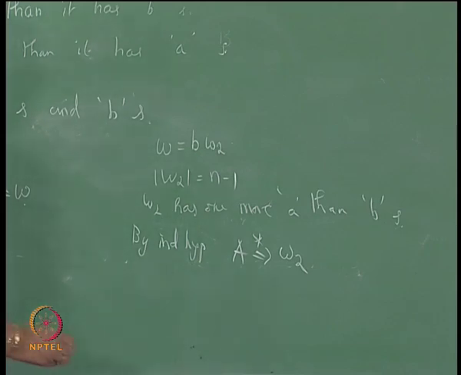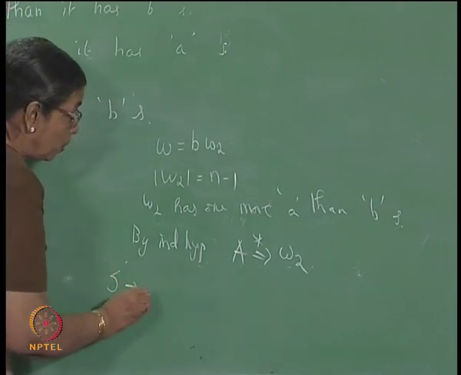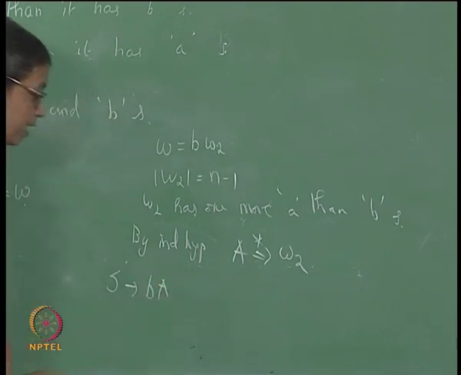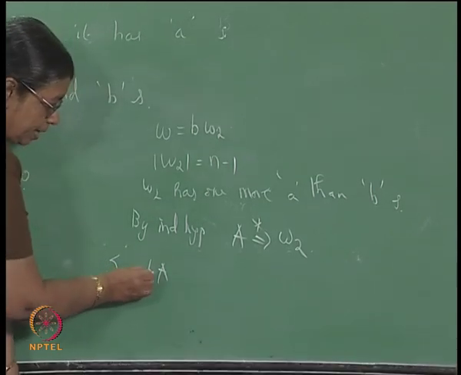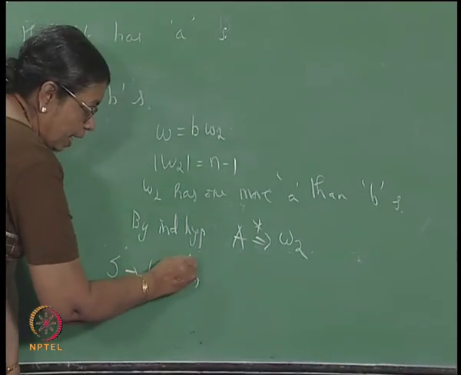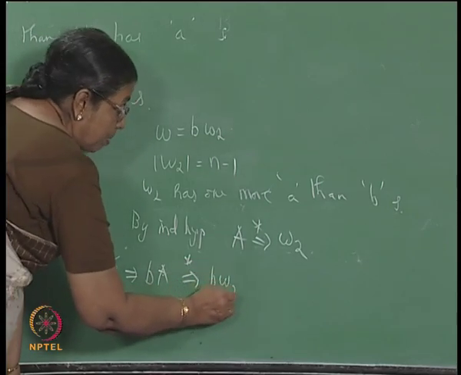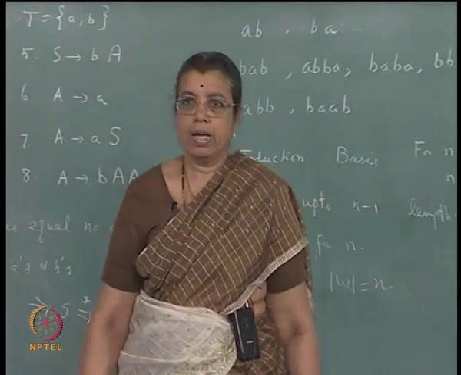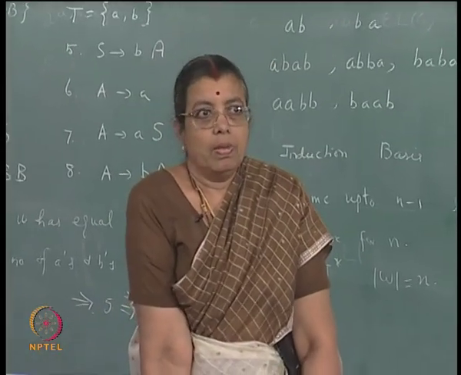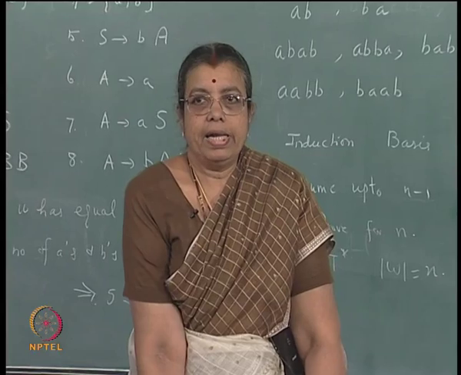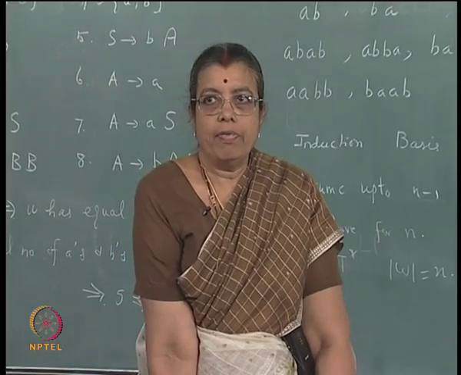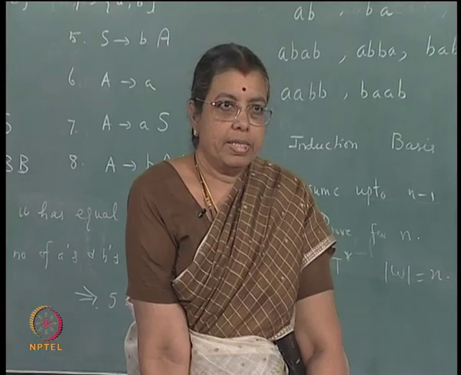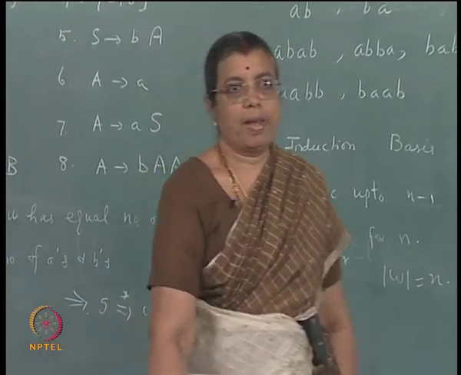But we know that there is a rule of the form S goes to BA, rule number 5. Apply this first, then from this A you can derive W2, but BW2 is nothing but W. So, it is possible to derive W from S. So, the language generated consists of equal numbers of A's and B's. Any string having an equal number of A's and B's will be generated by this grammar.